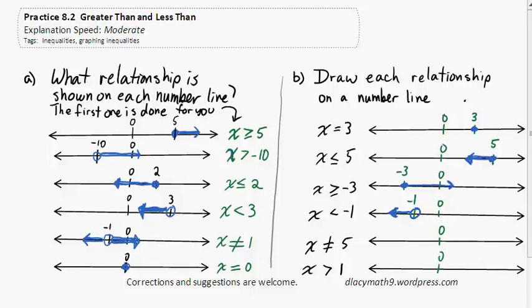x is not equal to 5, marking 5 on the graph and putting an open circle on 5 so I don't include it. To include everything else, I have arrows going off to infinity in both directions. And finally, x is greater than 1. So here's my 1. An open circle on 1 gives me a starting point to draw the arrow that's going up to infinity.